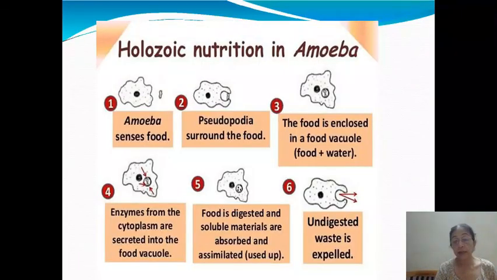Next one, let's see. Enzymes from the cytoplasm are secreted into the vacuole and food is digested and soluble materials are formed. Up to here, that is digestion. Now what is the next process? Let's see.